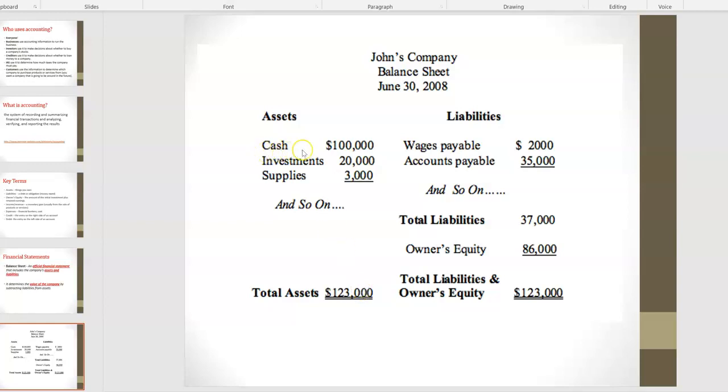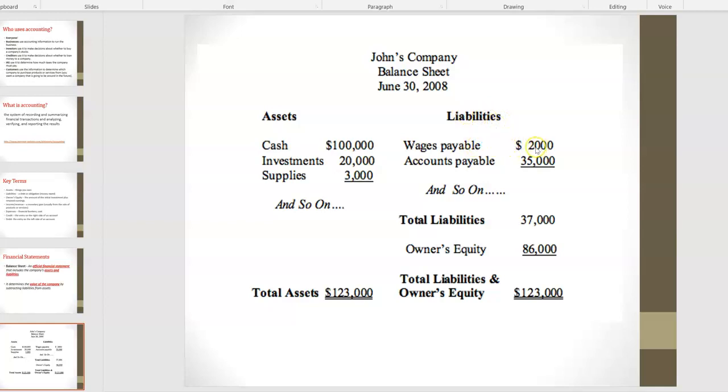His assets consist of $100,000 in cash, about $20,000 in different investments, and about $3,000 in supplies. So his total assets were $123,000. On the other hand, John also owed some things.